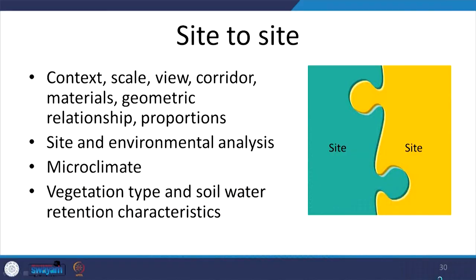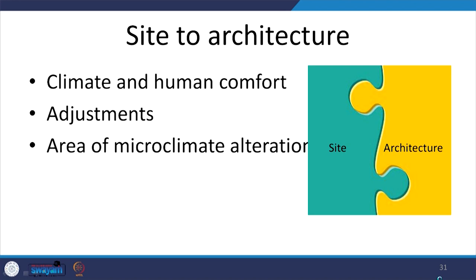That is what helps us deliver sustainable architecture. We have to look at the site and environmental analysis with a very clear picture in our mind that there is a site next to us which is affecting us and which is getting affected by us. We have to look at the microclimate and the vegetation, soil, and water retention characteristics. And the last one is the connection between site to architecture.